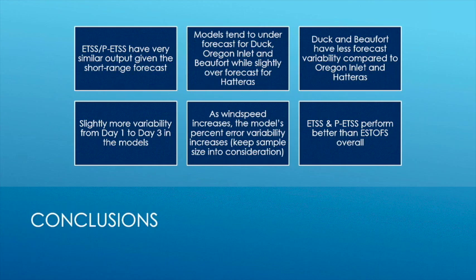Models tend to under forecast for Duck, Oregon Inlet and Beaufort, while slightly over forecasting for Hatteras. Duck and Beaufort have less forecast variability compared to Oregon Inlet and Hatteras. There's slightly more variability from day 1 to day 3 in the models, but not by much. As wind speed increases, the model's percent error variability increases. But once again, it's important to keep in consideration the sample size.